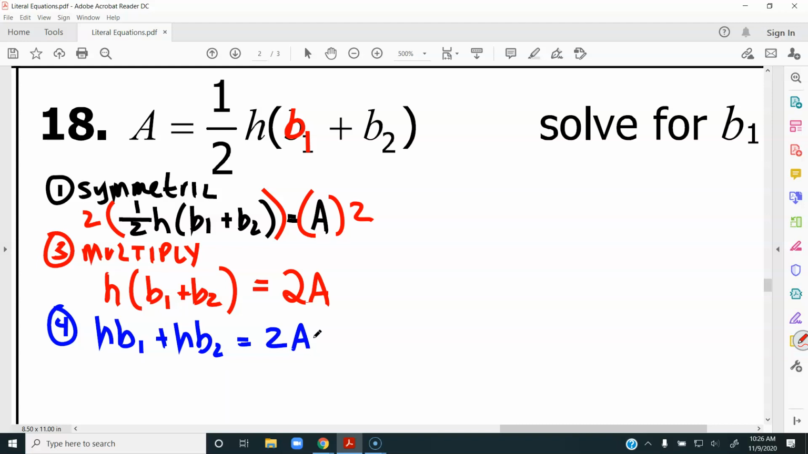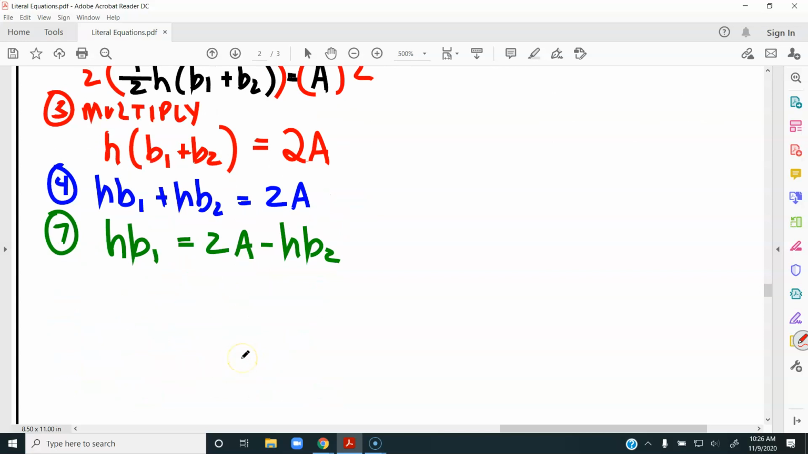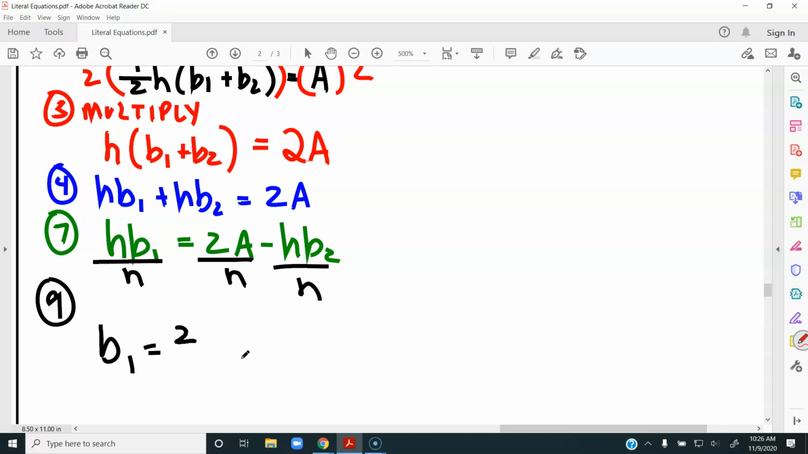All right, now, the next thing that I'm going to do, because I'm solving for b1, is I will use the inverse property, which is 7. So I have hb1 is equal to 2a minus hb2. All right, and this is just almost to prove that this process will work every time. And then I'm going to do the 9th thing, which would be divide by the letter in front. So we're going to have b1 is equal to 2a over h minus, those eliminate, b2.